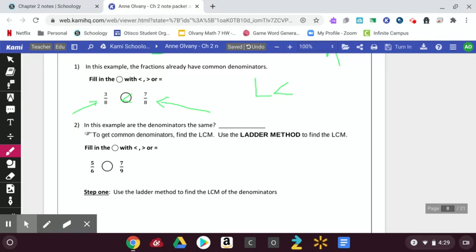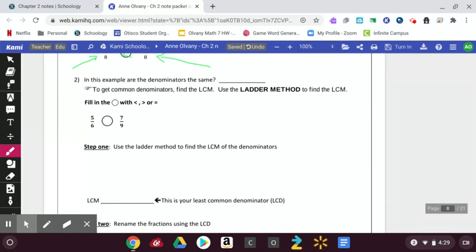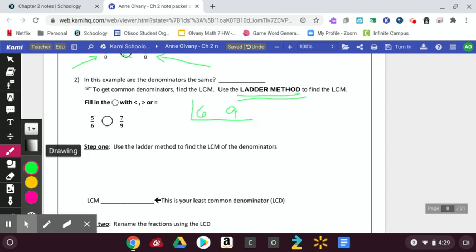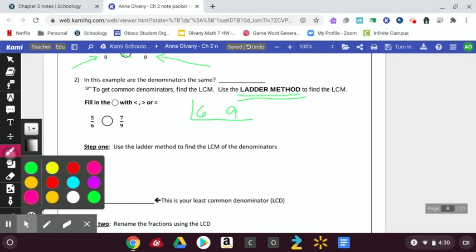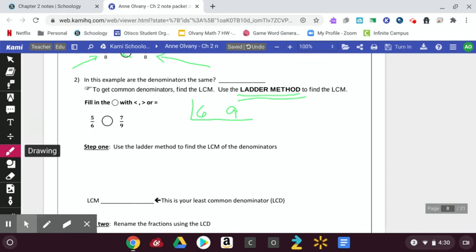In the next example, the denominators are not the same. So we're going to use that ladder method that we learned yesterday to find a common denominator. 6 and 9 go in our ladder, and we try and find a number that divides into both of those. 3. 3 divides into 6 twice. 3 divides into 9 3 times.